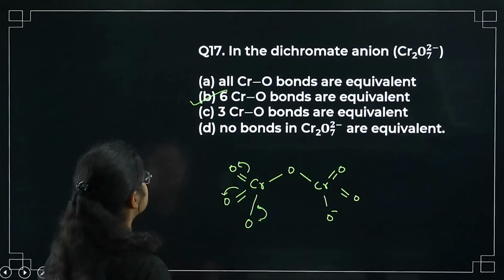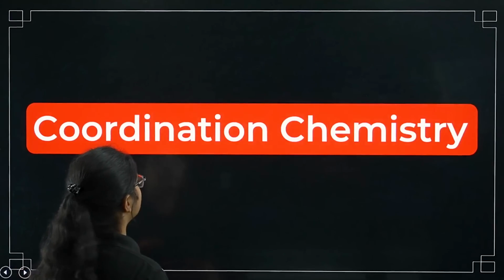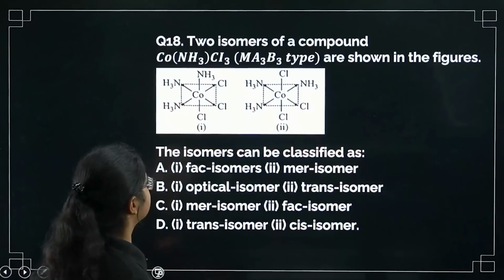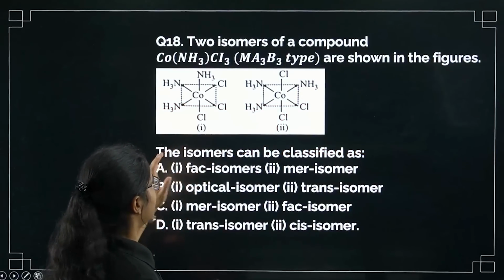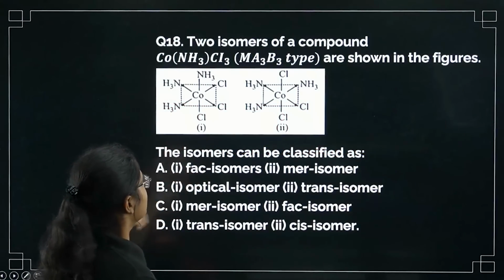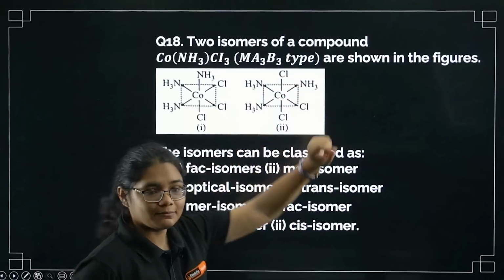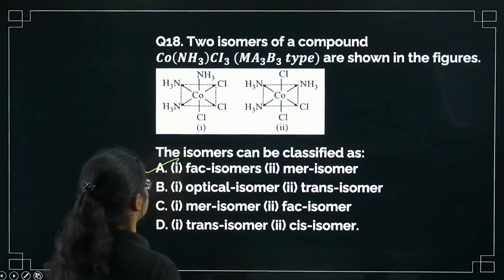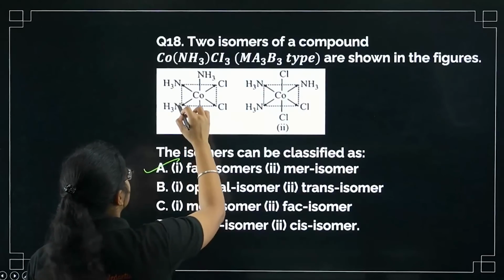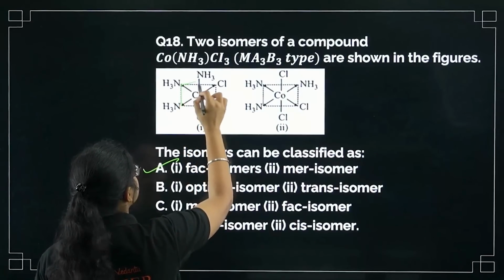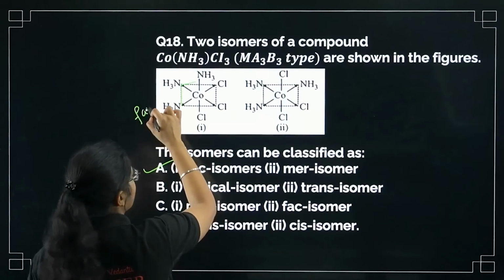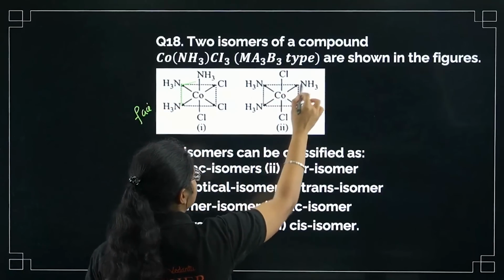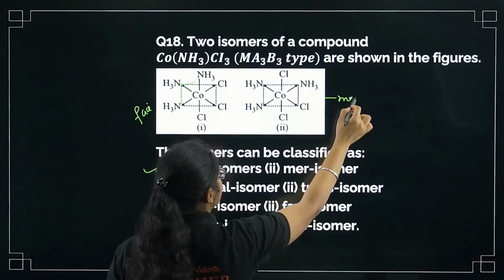Okay, next we have question number 18 from coordination chemistry. The 2 isomers are given, and what type of isomers are they? You can see this is of MA3B3 type. You will have facial and meridional isomers, so option number A. The first one here is your facial, and this one, when all the 3 are present in one plane, is your meridional.